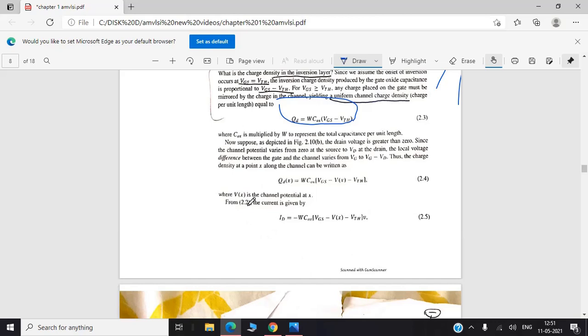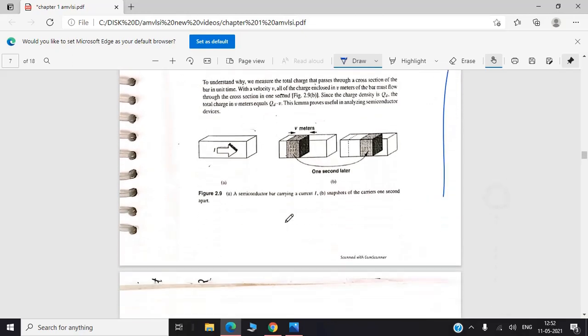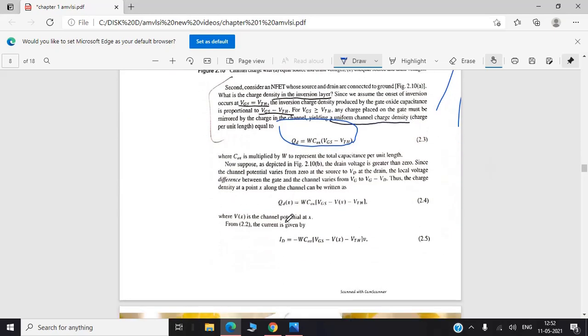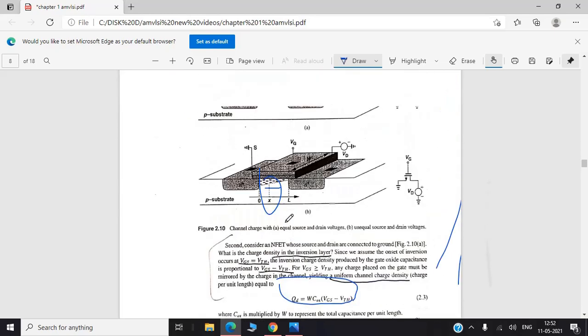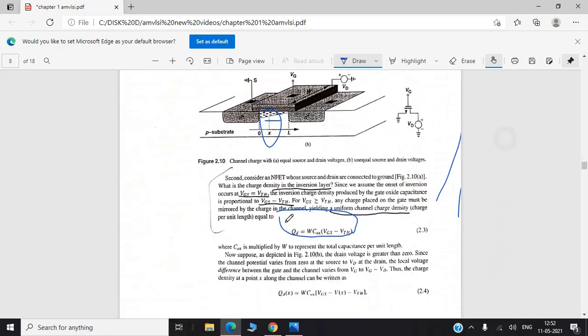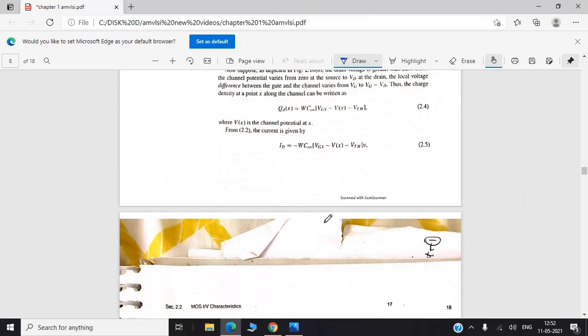Substituting this from 2.2, I equals QD into V. QD is nothing but W COX into VGS minus Vx minus VTH, into V. Okay, so we got the ID equation now.